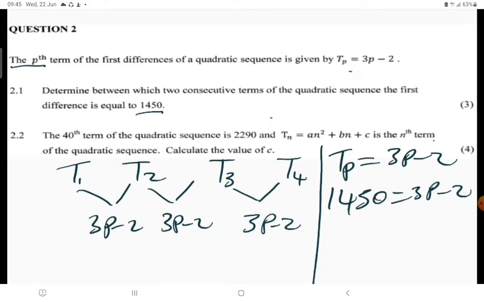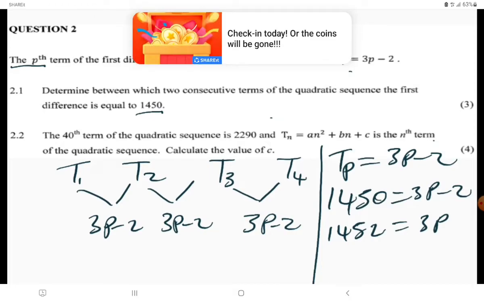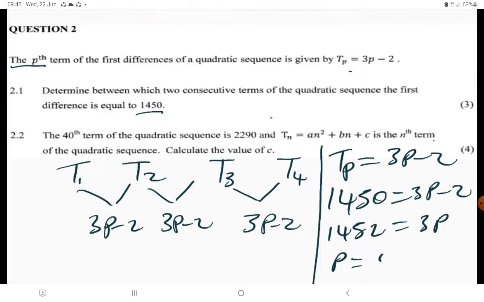So we can quickly find out the value of p now. Finding the value of p, we are going to have 1452 is equal to just 3p. So when we divide that, 1452 divided by 3, you will just get p being equal to 484, right? So this is what we have.